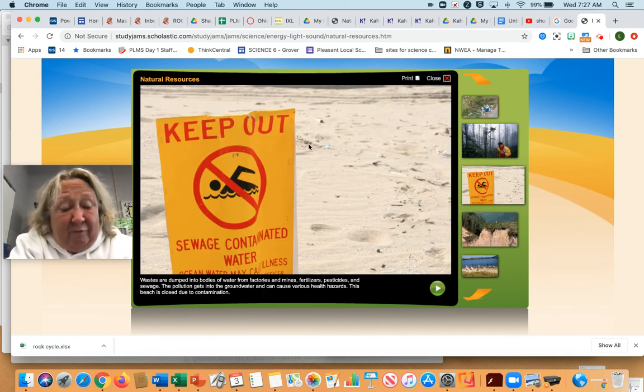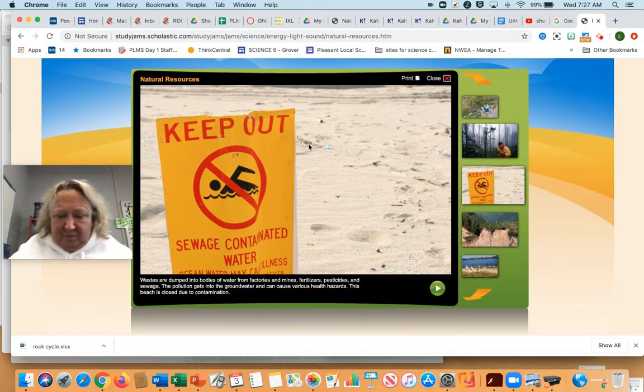A lot of waste and trash is dumped into waters from us and from factories. They dump their extra everything out into the water. So pollution can get into the groundwater. That's just what it says, the water under the ground, okay, and causes lots of health hazards. Like this beach is closed because it's contaminated.